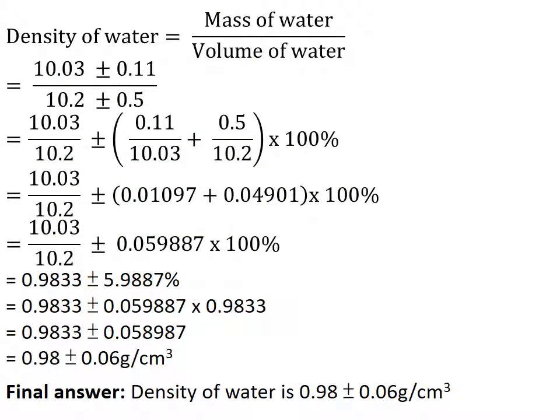Density of water gets a little more complicated because you're dividing. So it's going to be now the percentage errors. You're going to convert your absolute values of uncertainty into percentage values of uncertainty, using the calculations outlined. So you end up with 0.0833 plus or minus 5.9887%. And you end up with a final value of 0.98 plus or minus 0.06 grams per centimeter cubed. It's a little bit more complicated because you do have to work out the percentage error. So that's important.